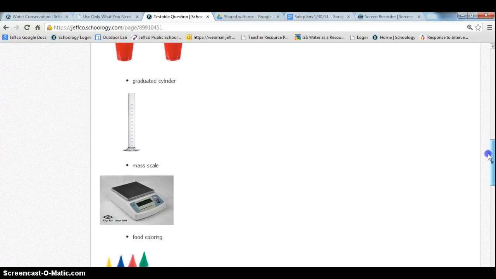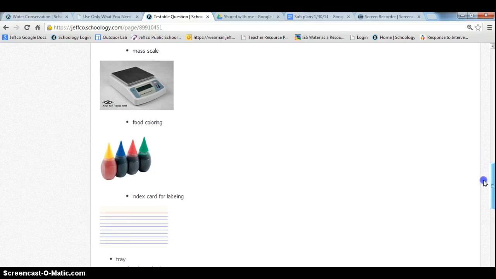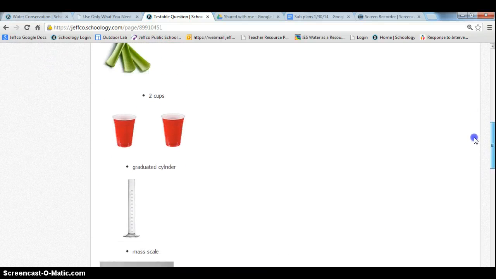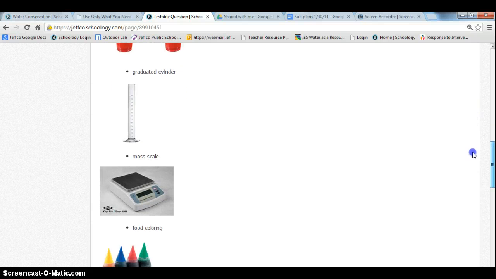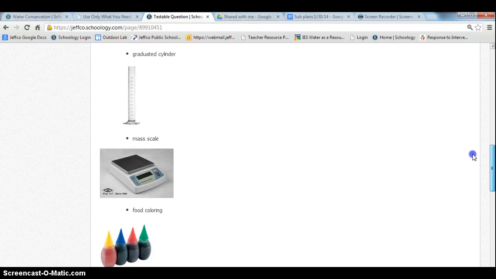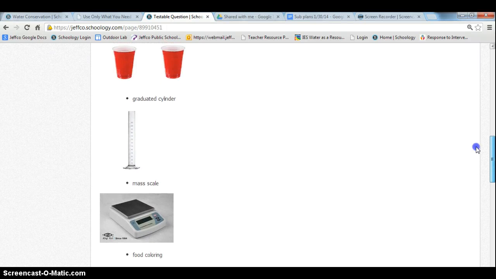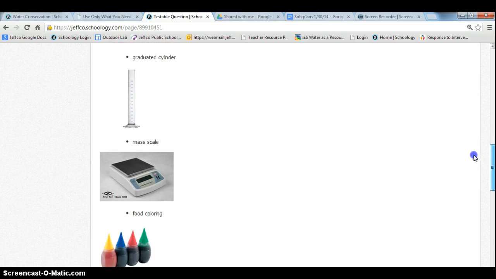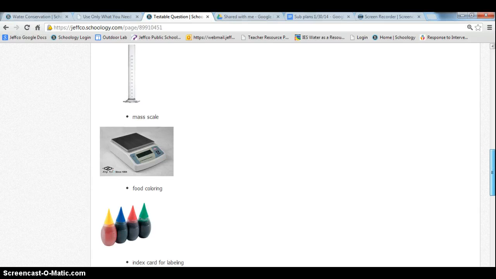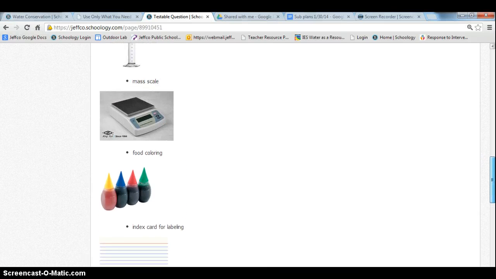Now I'm not going to tell you the answer to this. I want you to look at the material list. So we have a bunch of different materials. There's two on here that are capable of measuring something, and I think you guys can figure out which ones they are. Okay, you're going to figure out which two you use to measure something, and then you're going to figure out how you could use that measurement to come up with a testable question. Alright? Just like I did before.